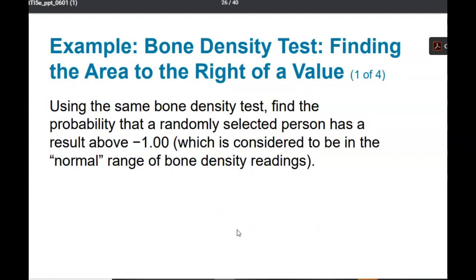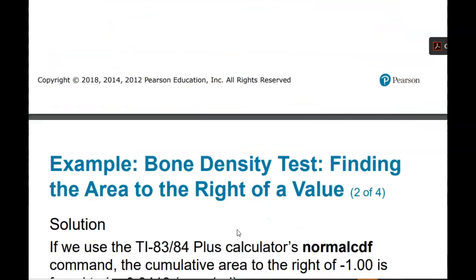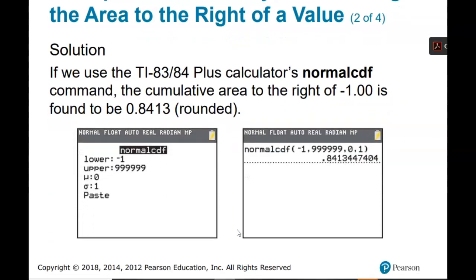So if I wanted to find the area to the right, I want to find the probability that a randomly selected person has a z-score above -1, which is considered to be in the normal range of bone density readings. Z-score plus or minus a standard deviation would be okay. You would use the lower as -1, the upper as 9999, positive 999, and then the mean is 0, standard deviation is 1, and you would find you got 84%.